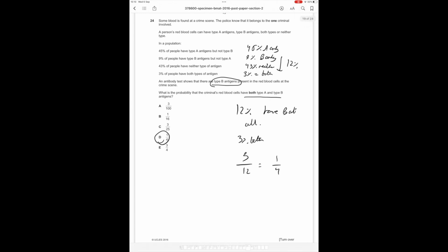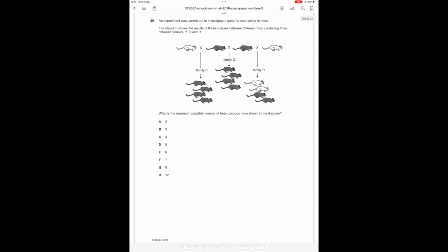Okay, now question number 25. An experiment was carried out to investigate a gene for coat color in mice. The diagram shows the results of 3 crosses between different mice, producing 3 different families P, Q, and R. What is the maximum possible number of heterozygous mice shown in the diagram?